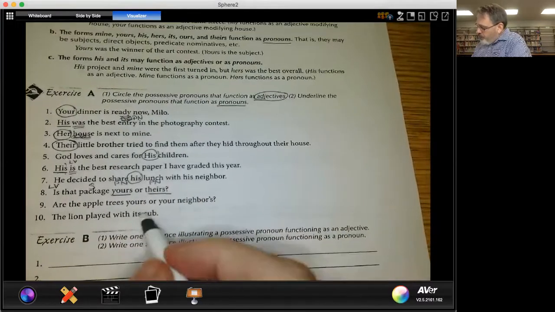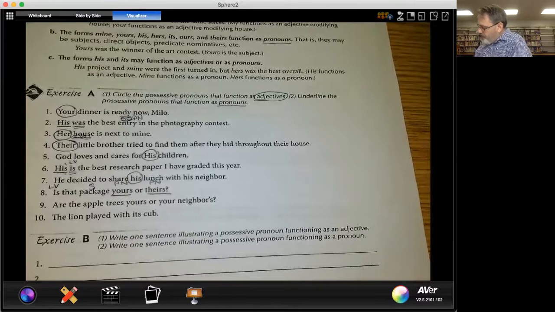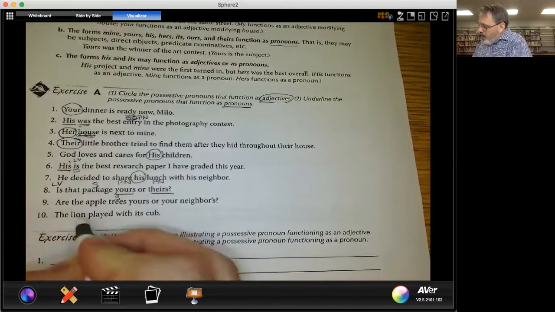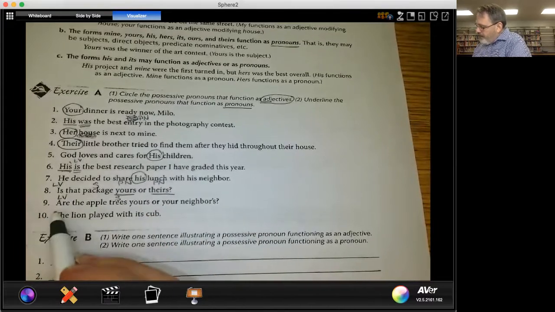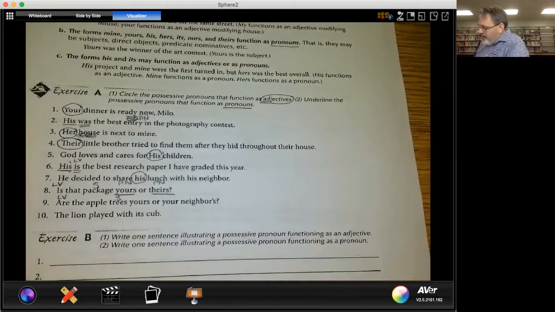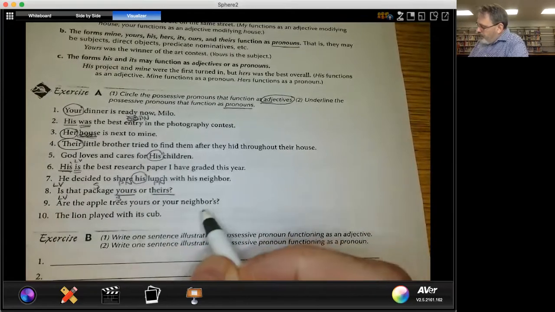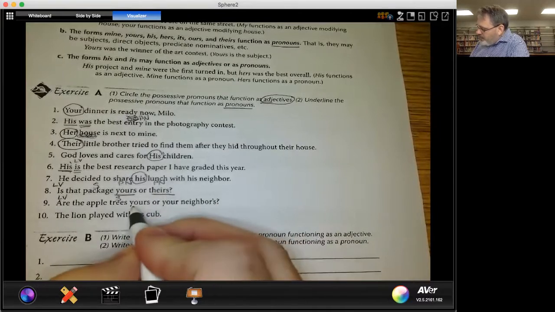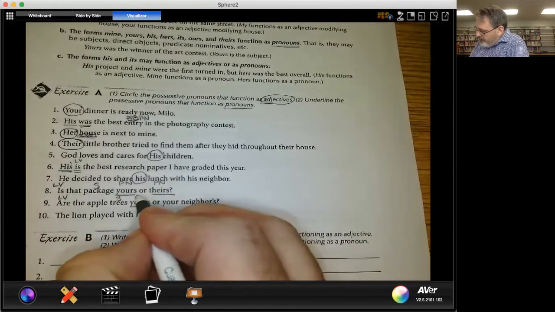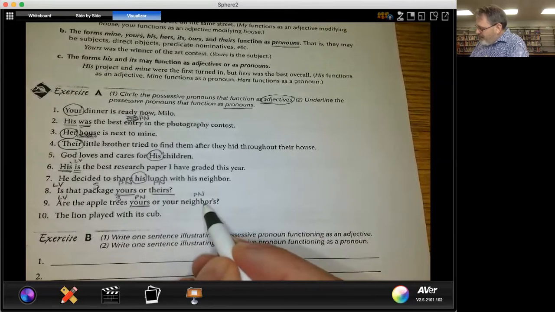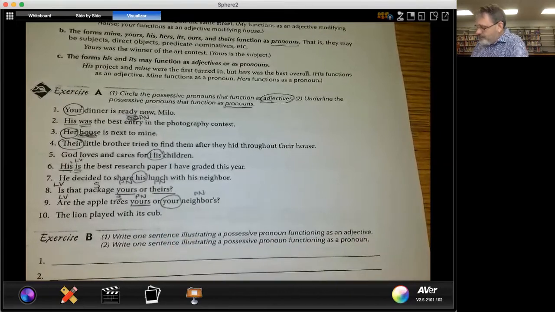Are the apple trees yours or your neighbor's? Well, now in this case, because it's a question, we have to flip it around a little bit. The apple trees is the subject, are is the linking verb, and then yours and neighbor's are the two predicate nominatives. Now, this one's really interesting, isn't it? Because the trees are yours, or neighbor's. Well, but we've got your in here again. In this case, yours is a pronoun because that's the first predicate nominative, but neighbor's is the next predicate nominative. That's the noun. This is describing the noun, so this one's an adjective describing neighbor's.